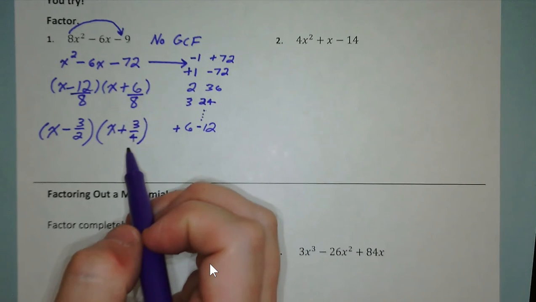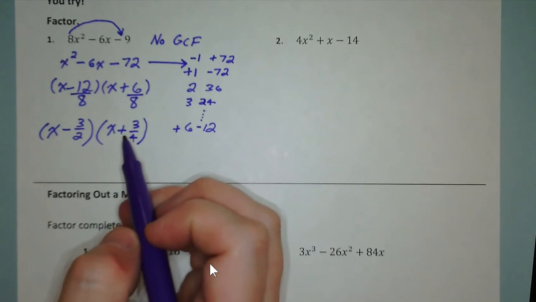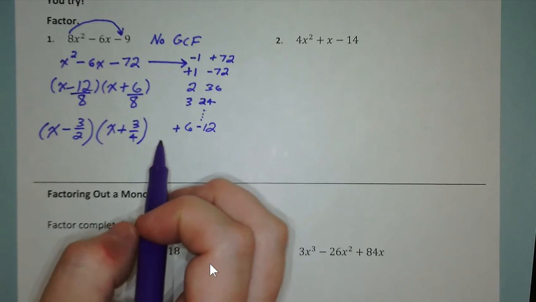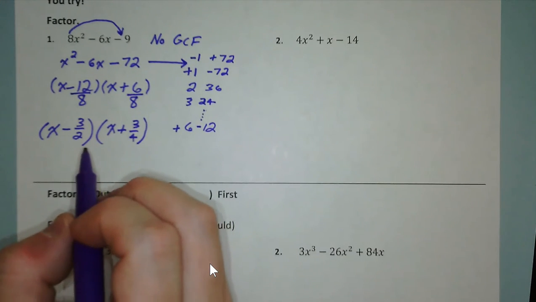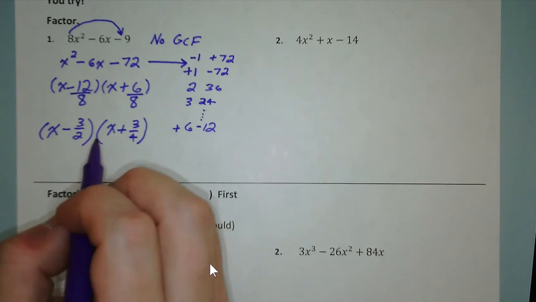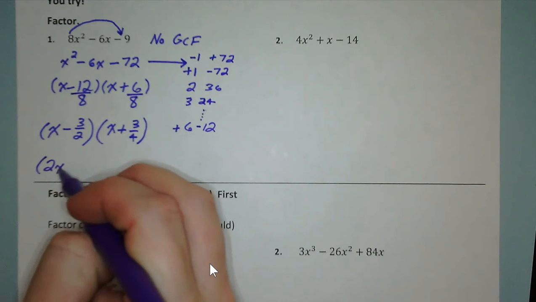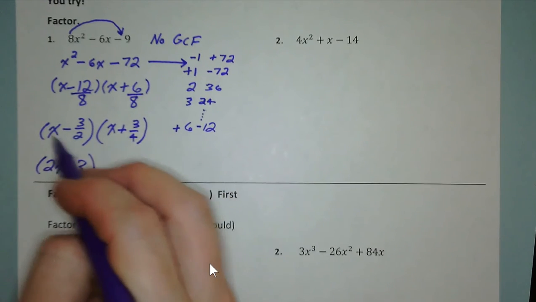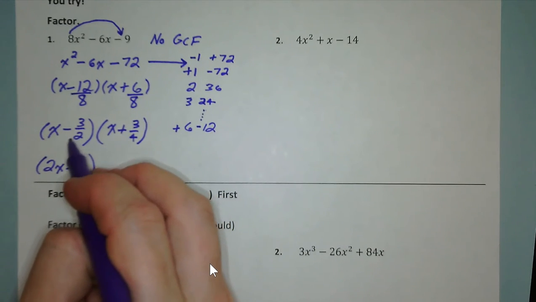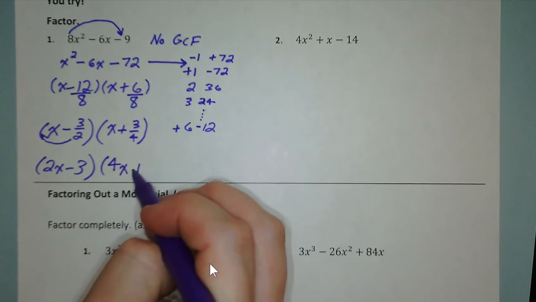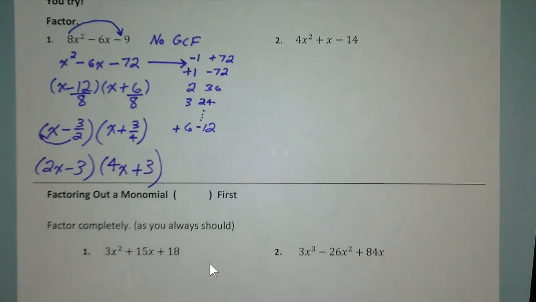And so after that, Connor, what's the last thing we do here, Connor? Move the denominators in front of the variables. Very good. Excellent. So your final bubble here is going to be 2x minus 3, and this final bubble is going to be 4x plus 3.